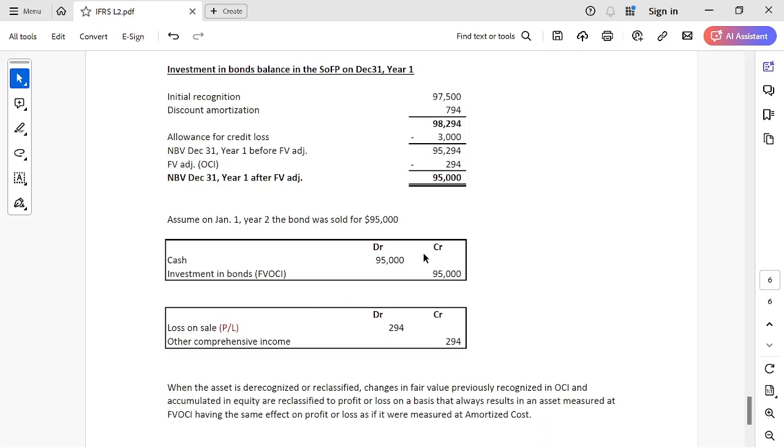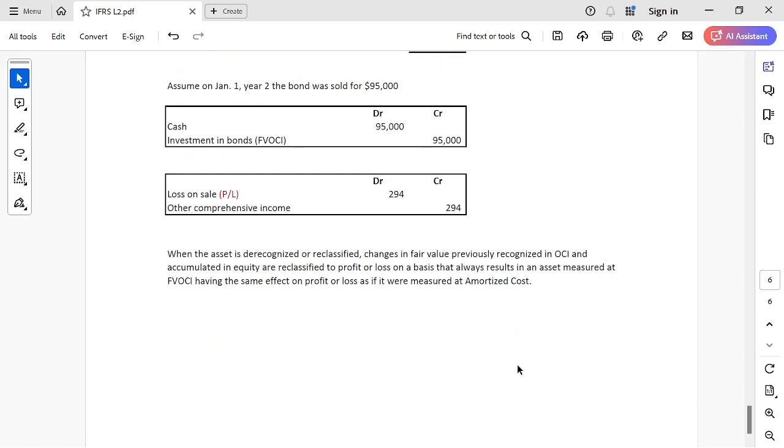Because here it is sold, we debit cash, crediting the investment, derecognizing it at 95,000. The loss that is in OCI has to be reclassified to profit or loss. So we debit a loss on sale of 294 and credit OCI for 294. So the balance in OCI related to this one is now 0 because it has been sold. So what does the rule say here?